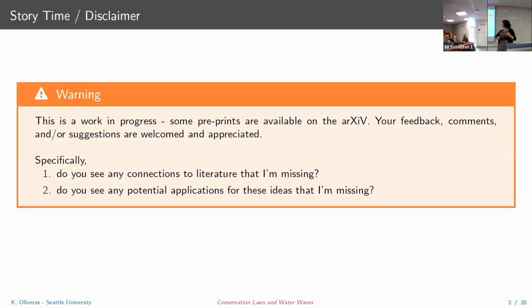Okay, the disclaimer: this is a work in progress, so this is going to be a rough talk. I've never given this version of it before. Some of it will seem familiar to a few of you, but this is the first time I'm putting it together in this way, so warning, it's going to be a little rough. I'm sure that a lot of the things I'm going to talk about have been done or are connected closely to things that have already been done. So please, if you see anything like that, your comments and suggestions are welcome and very much appreciated. Specifically, if you see any connections to literature or any potential applications that I'm missing.